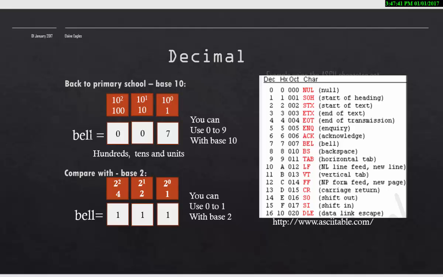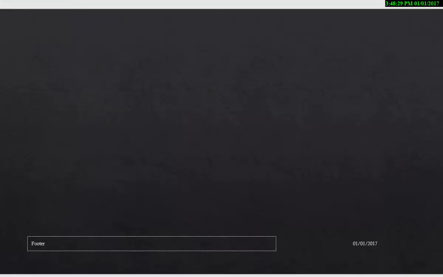So representing the same value using the ASCII table, it's a byte used to represent, so 8 bits used to represent the data. So for example, the bell is represented as decimal 7, which is 7 units. But in terms of base 2, you only have 2 possible values that you can use, a 0 or a 1. So you have 1 1, you have 1 2, and you have 1 4. So added together that makes 7. So in binary it's 1 1 1, in decimal it's 0 0 7. I'm going to do a new slide and just explain this a little further.